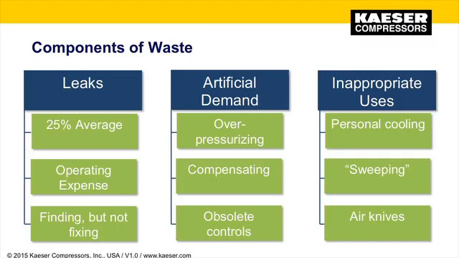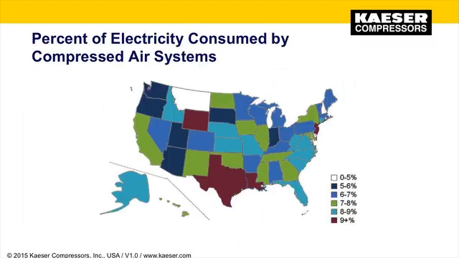Inappropriate uses would be anytime you're using compressed air when you could use an alternative means to achieve the same effect. For example, many times employees will use compressed air for personal cooling when it would be far more efficient to use fans. To put this in a different perspective, here's a geographic view of the portion of electricity consumed by compressed air systems in each state. The vast majority of these systems are not optimized and consequently are wasting electricity.